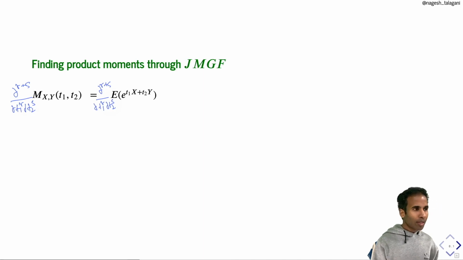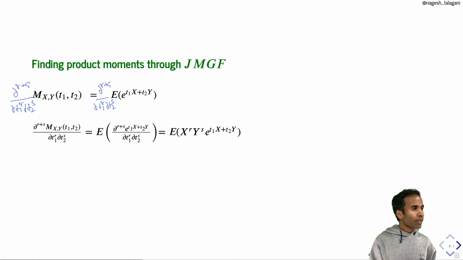The right hand side differentiation can be performed inside expectation. The reasons we discussed in the univariate case, similar reasons hold here. So we can actually perform this differentiation inside expectation, and this partial derivative of e power t1x plus t2y of order r plus s is going to be x to the power of r, y to the power of s, e power t1x plus t2y, as we are differentiating with respect to t1 r times and with respect to t2 s times.